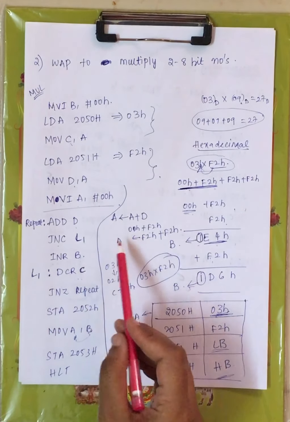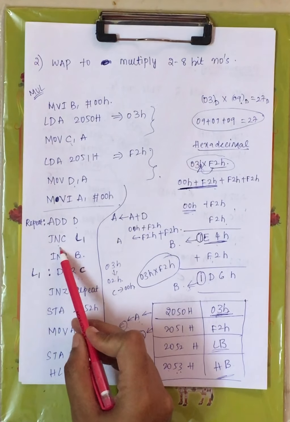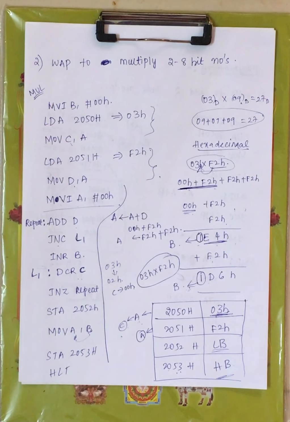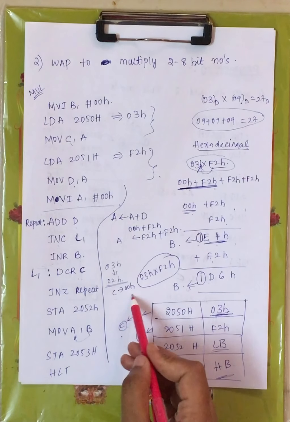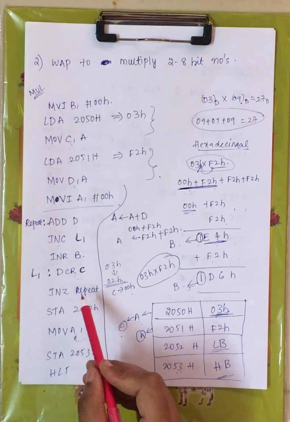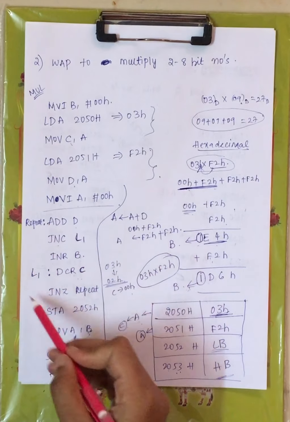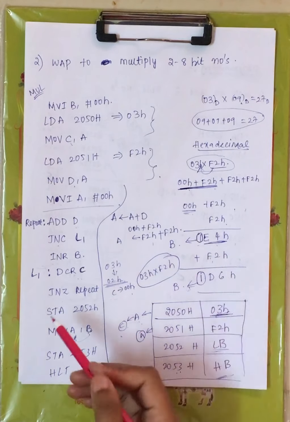00H plus F2H. Upon addition you may get a carry, you may not get a carry. Consider the case there is no carry. If there is no carry, it will jump to this loop, decrementing C. C is 03H. Now when it is decremented by 1, you will get 02H, right? After that, this loop will repeat till C is 00H. Now jump if not zero. If it is not zero, again you have to add. Again you have to add F2H plus F2H, and there is 1E4H, right?